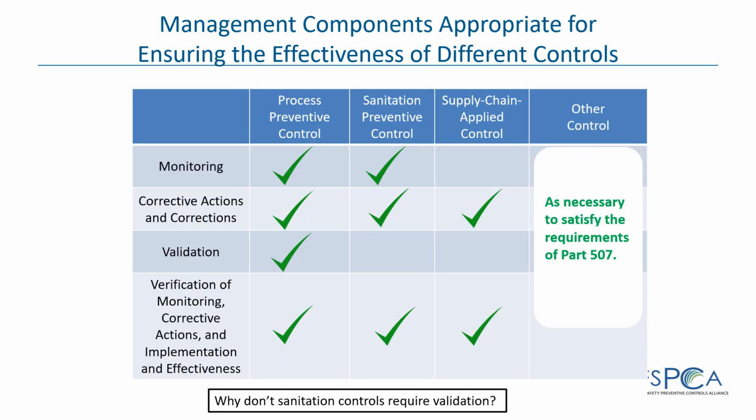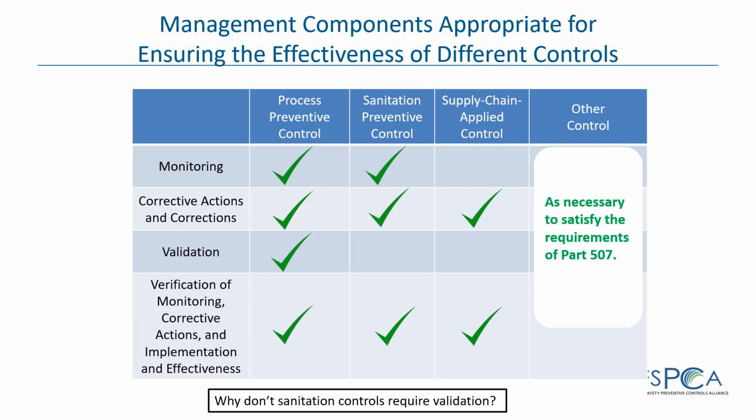Let's talk about management components. So here we are in the second row of sanitation preventive controls. We are required to do monitoring, corrective actions, and corrections. And then of the verification activities, we are not required to do validation, but we are required to do all of the other things: verification and monitoring, corrective actions, and implementation and effectiveness.